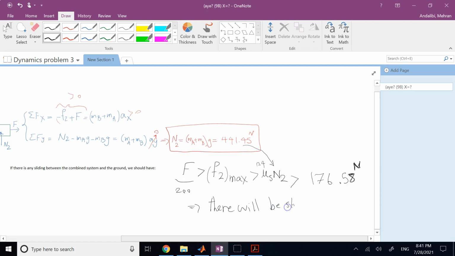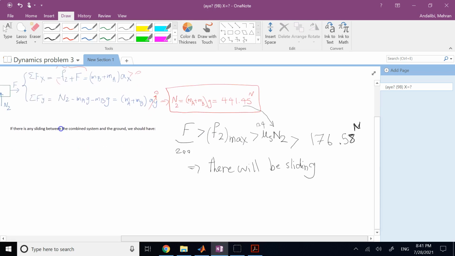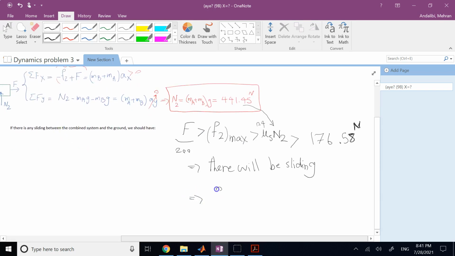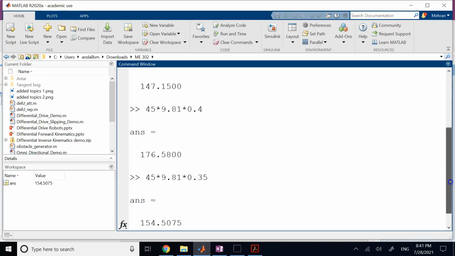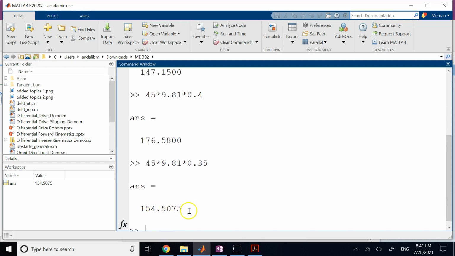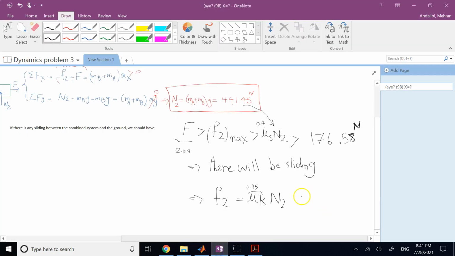Now, if there is sliding, what does it mean about F2? If there is sliding, F2 is going to be kinetic friction. So your F2 can now be calculated as mu k times N2, correct? Because it's kinetic friction, there is sliding. So the actual amount of friction is going to be N, which is this number, times mu k, which is 0.35, a little bit less than mu s. And if we do this number, that's 154.55.